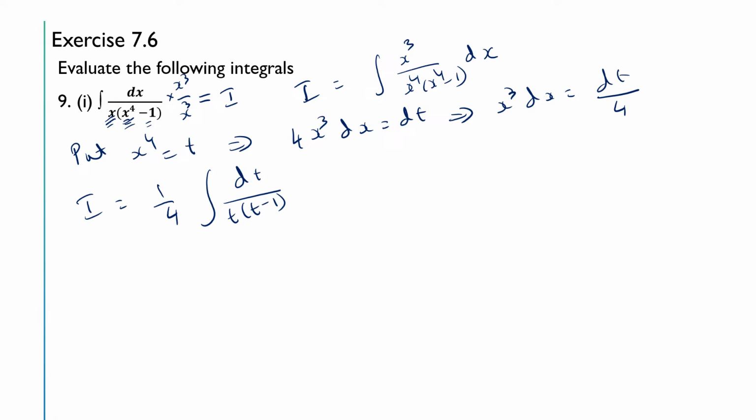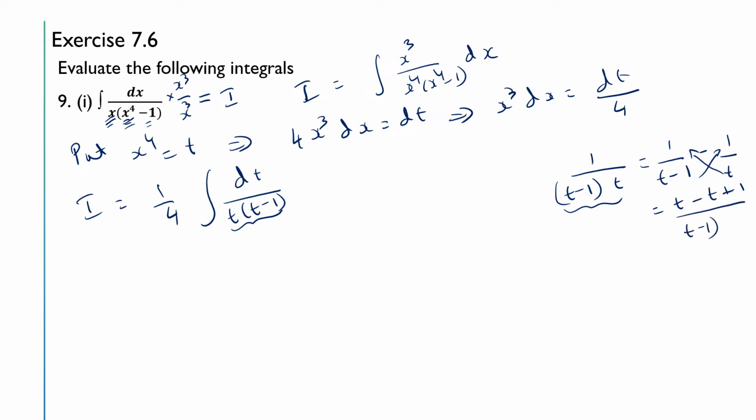Now when we have to write the partial fractions for 1 by t into t minus 1, we can use the simple method. This we can write as 1 by t minus 1 into t. This is equal to 1 by t minus 1 minus 1 by t. So if we simplify, if we take the LCM as t minus 1 into t, we get t minus t plus 1 in the numerator, and in the denominator we will have t minus 1 into t. So these two are the same.